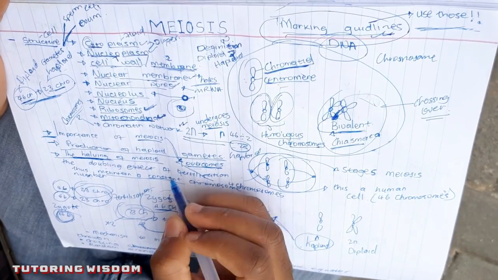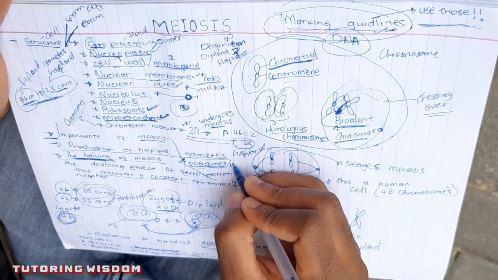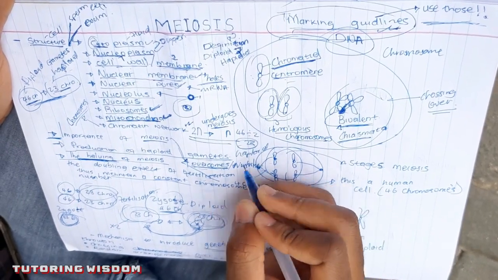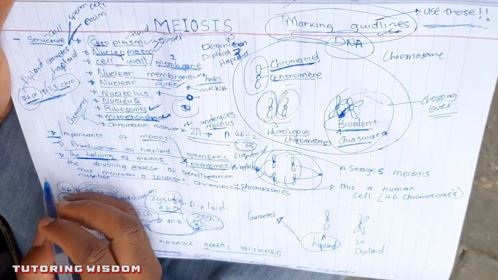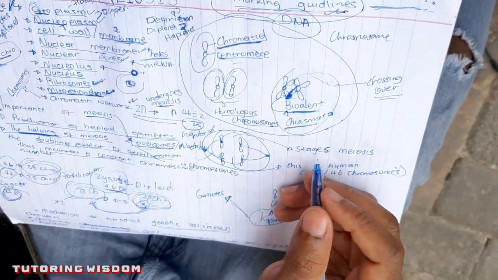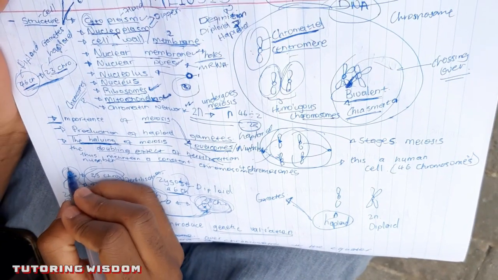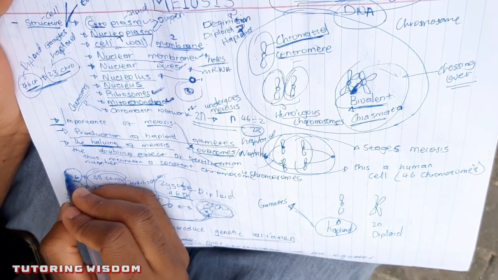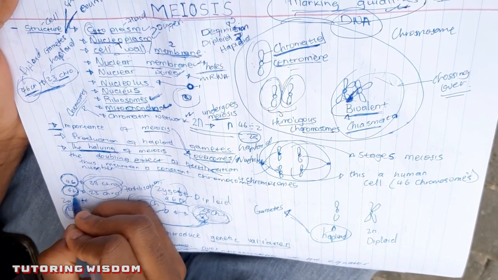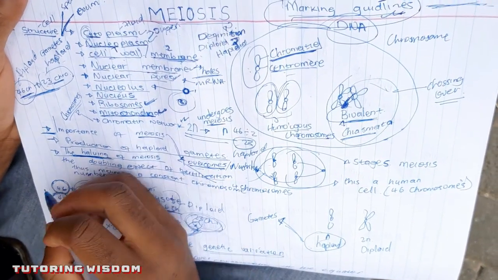The importance continues to say the halving effect of meiosis overcomes, or neutralizes, the doubling effect of fertilization. Now this is the doubling effect of fertilization. Remember, I have 46 chromosomes. My girlfriend has 46 chromosomes, or let's say my wife.